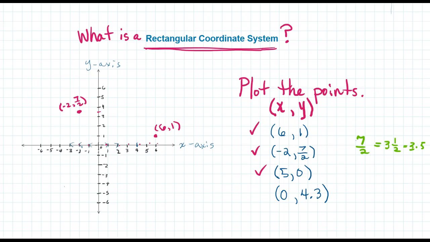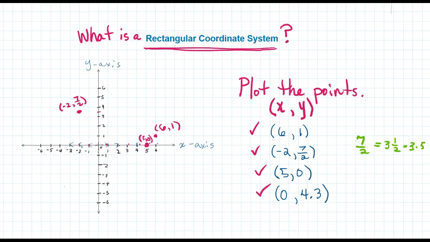Let's go to the next one. 5, 0. Again, we'll start at the origin. We're going to move 5 along the x-axis, right? In the positive direction. 1, 2, 3, 4, 5. We get here. Now, 0 is telling us to move in the up and down y direction, right? 0 times. So we actually just stay there on the axis at the point 5, 0.